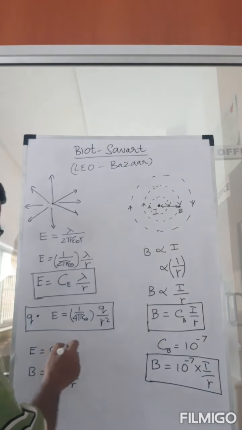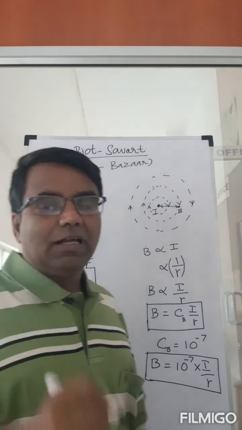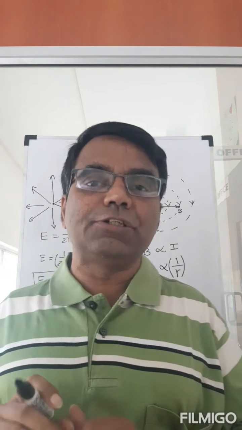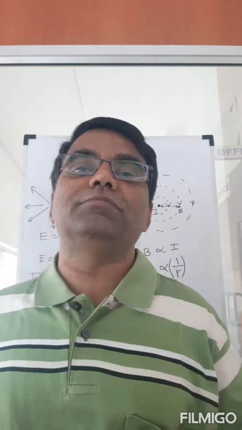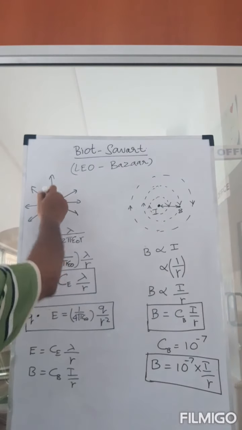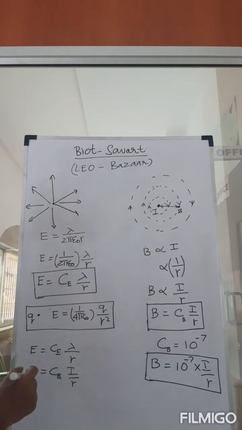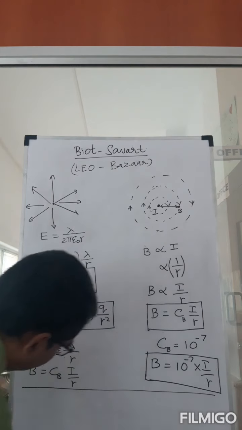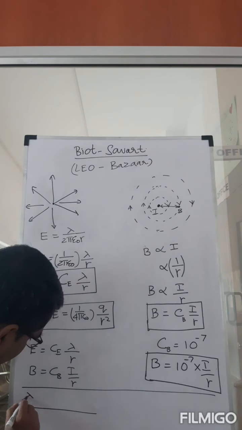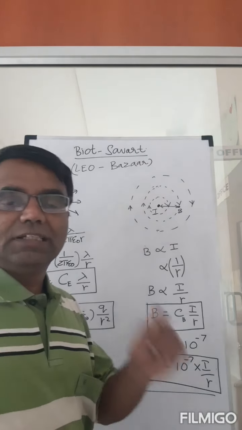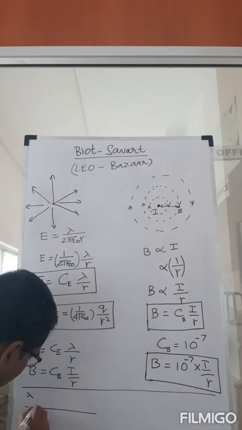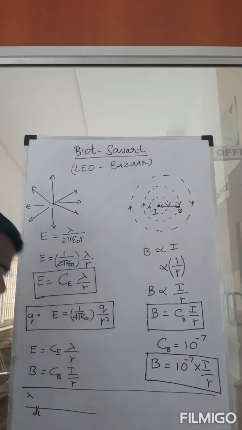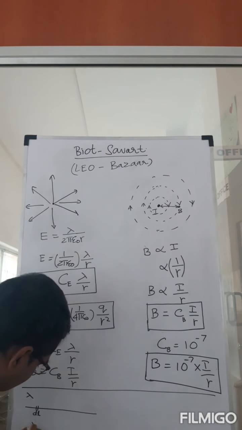But how is lambda related to q? How do you get q from lambda? If you take a long wire, let me draw this here, with lambda as the linear charge density, and if I take a small length dl, then the charge in that must be equal to lambda dl. So that's your dq.